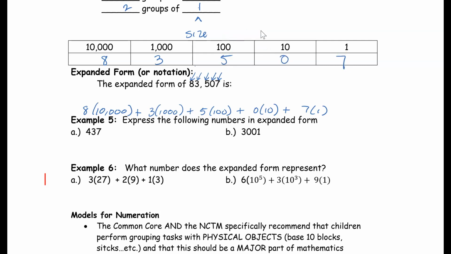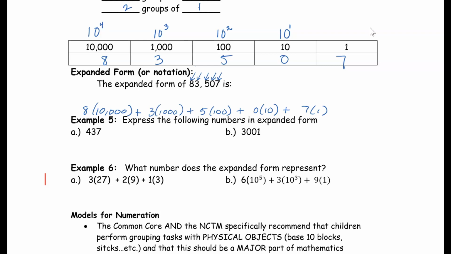83,507. Let's check out those groups, and let's see if we can write them with an exponent, because that's another way you can write expanded form. So 10 is 10 to the what power? 10 to the first. 100 is 10 times 10, or 10 squared. 1,000 is 10 to the third power. 10,000 is 10 to the fourth power.